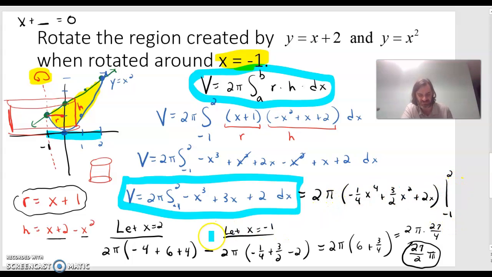When I plug those in very carefully, plugging 2 in, I get 2 pi times 6. And plugging -1 in, I get 2 pi times 3/4. Collect that, multiply it out. In the end, the answer I get is 27/2 pi.